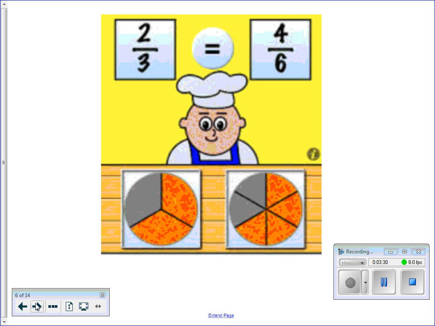Here is another example. You can see what 2/3 and 4/6 looks like. Look at the pizzas. You can see the one on the left is cut into 3 pieces, and there's 2 pieces left. The other one is cut into 6 pieces, and there's 4 pieces left. But you can see that they're equivalent. We know that 2/3 is equivalent to 4/6.